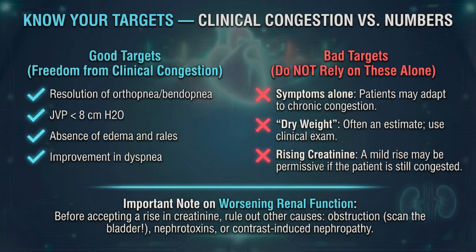As you diurese, it's critical to know your targets. Your goal is freedom from clinical congestion. This means resolution of orthopnea, a jugular venous pressure less than 8, and the absence of significant edema or rales. These are good targets. What are bad targets? Relying on symptoms alone is a common trap.